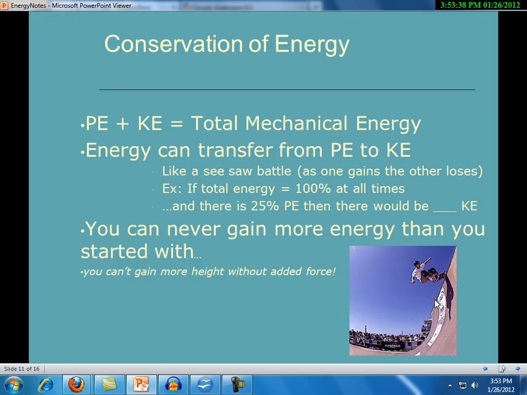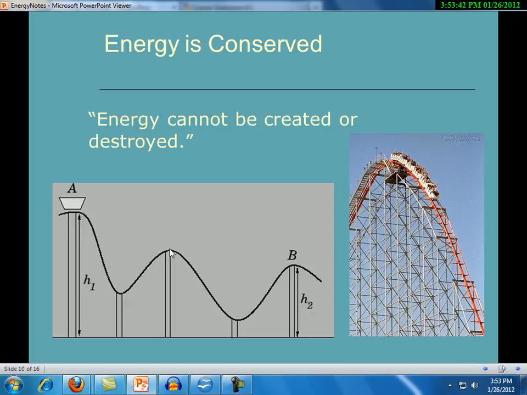Therefore, when you're dropping something like this roller coaster, you will never be able to get to a higher hill than where you started up here. So to see how this says H1, this H2, and this one here even, those are never going to be able to be as high as this one, because this is going to turn into kinetic energy, and you can't end up having more energy at the end than you had at the beginning.